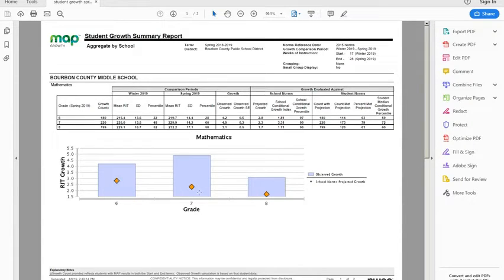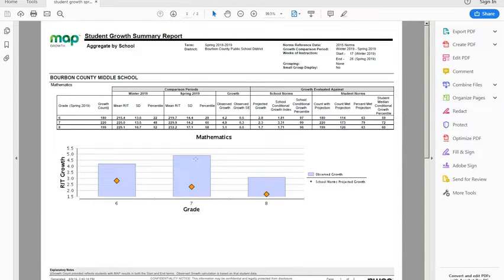And the diamonds here are what MAP says that they projected the growth would be. And then the bars actually reflect what our actual growth was. So the idea is that you want your bar to be higher than the diamonds. And as you can see here in math, our bar is higher than the diamond in every grade level.